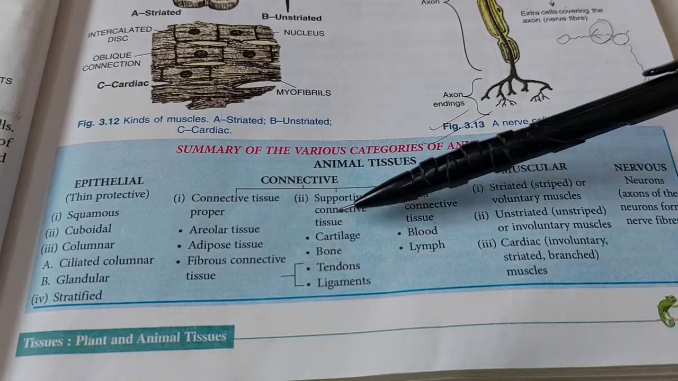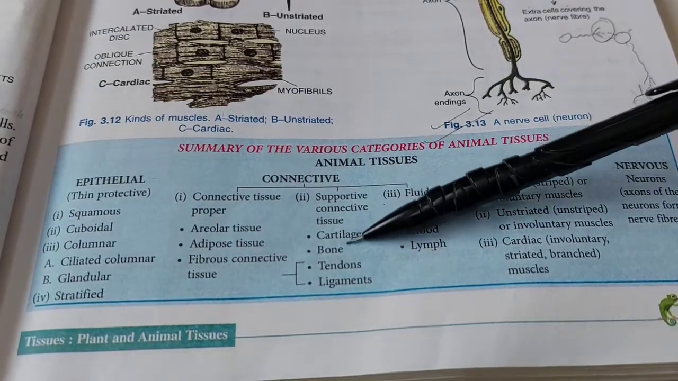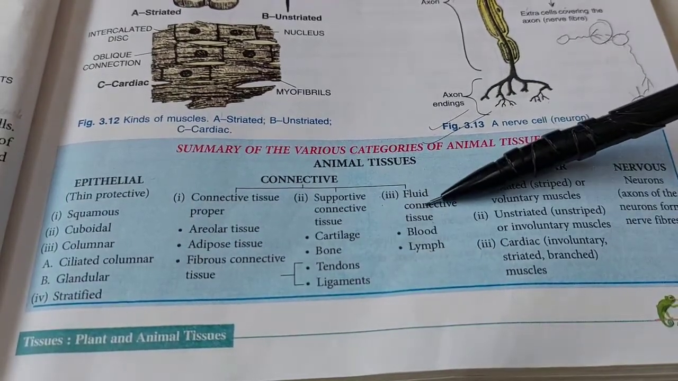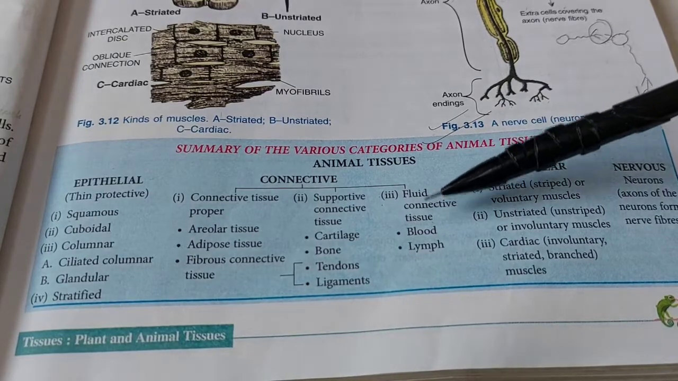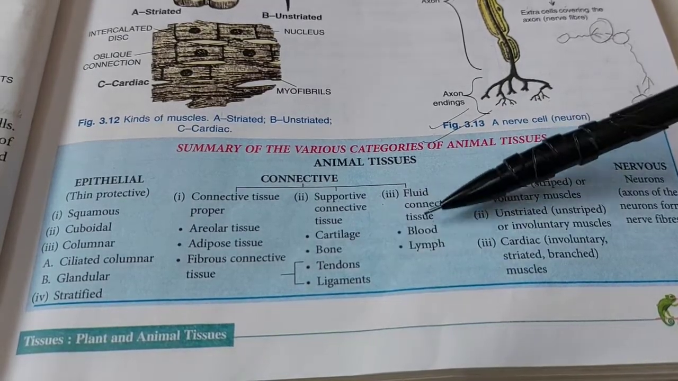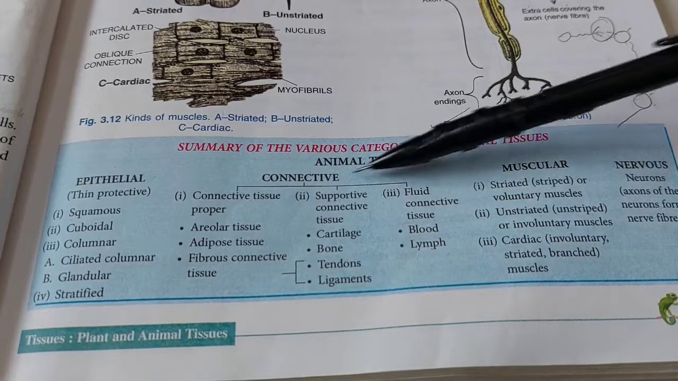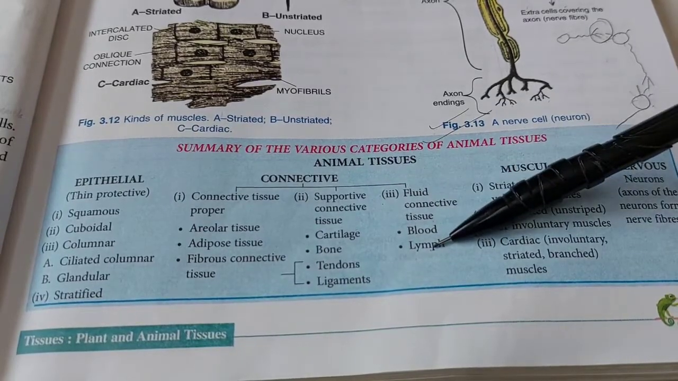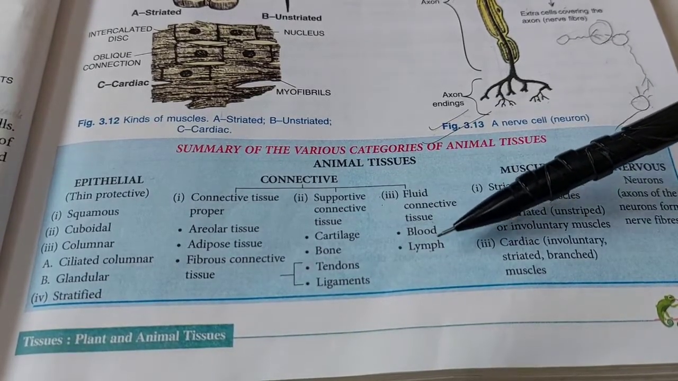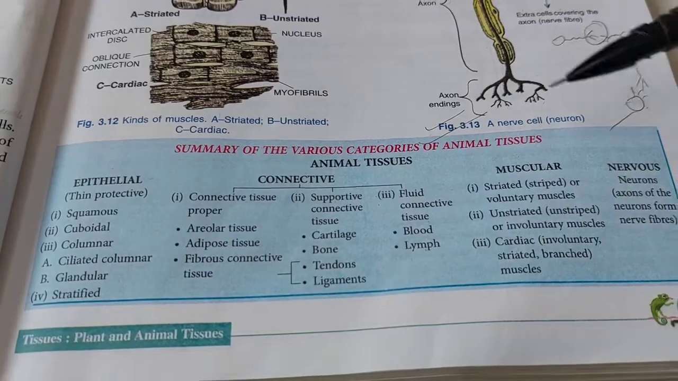Supportive connective tissue is of 2 types, cartilage and bone. We should know the difference between them. And fluid connective tissue, yes, it's fluid, but it is derived from bone. You know, the blood cells are formed in the bone. So it is also a part of connective tissue. It's of 2 types, blood and lymph. By the way, lymph is derived from blood. Soon we'll talk about it.